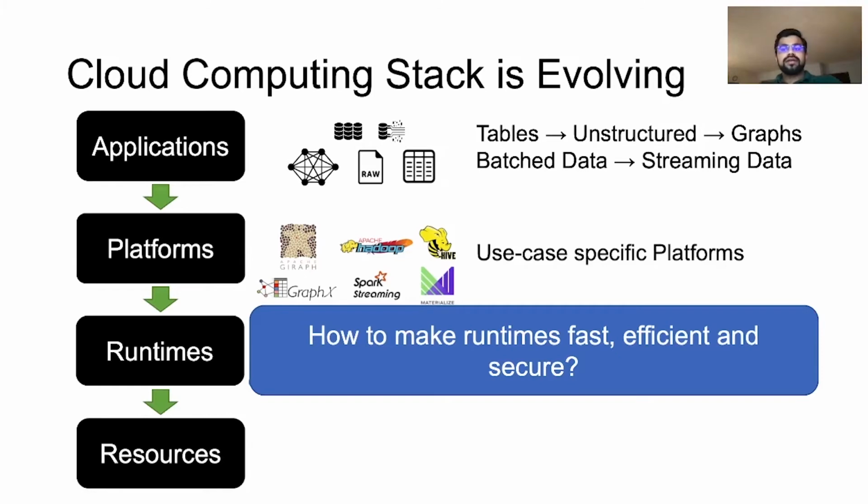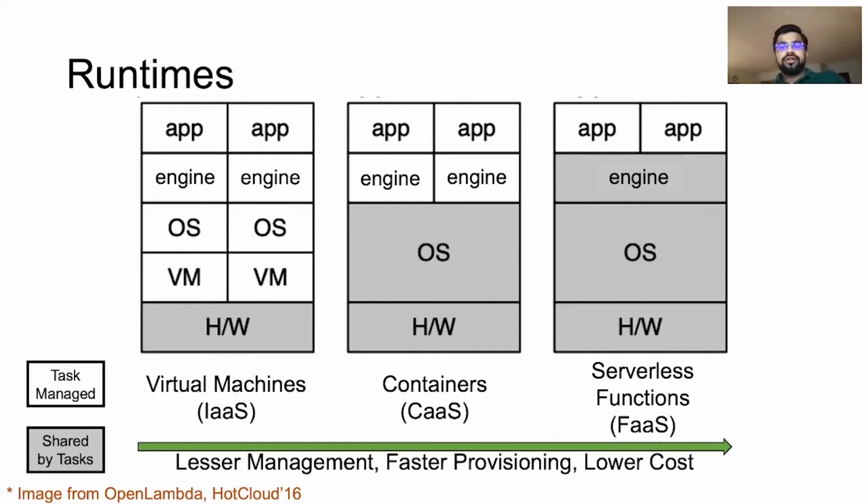At the runtime layer, the key question is how to make runtimes fast, efficient, and secure. This has triggered evolution in runtimes over the years, ranging from virtual machines to containers to serverless functions. This image shows the various layers of the software stack for different runtimes. These runtimes are used by tasks submitted by various platforms.